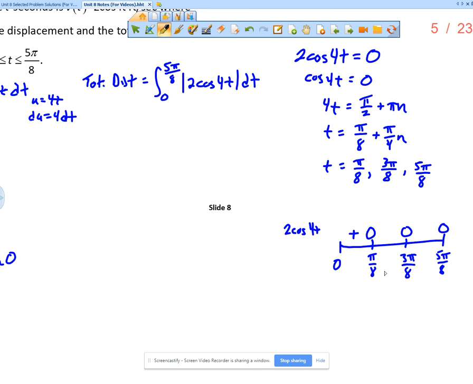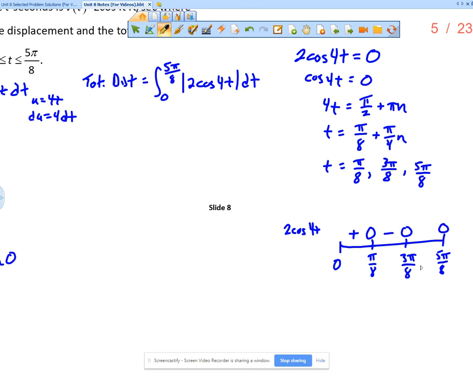All right, in between pi over 8 and 3 pi over 8, well, the easiest one is 2 pi over 8, or pi over 4. So I get 2 cosine of 4 times pi over 4. Well, the 4 is reduced, and I get 2 times cosine of pi. Cosine of pi is -1, so that means this is negative.